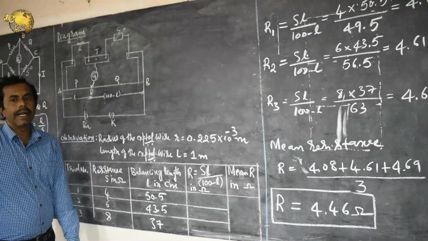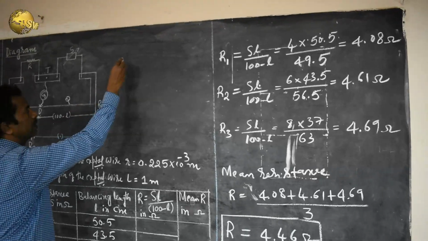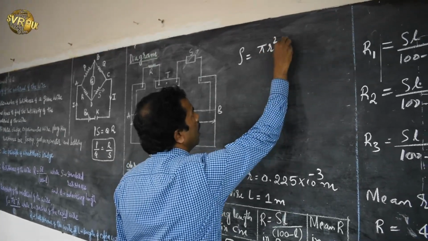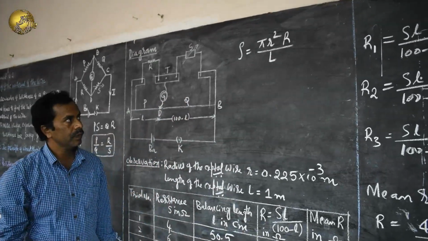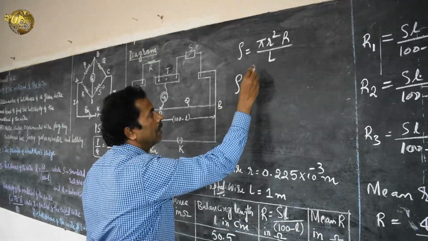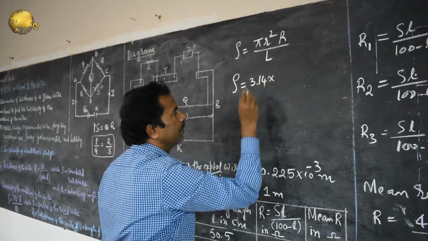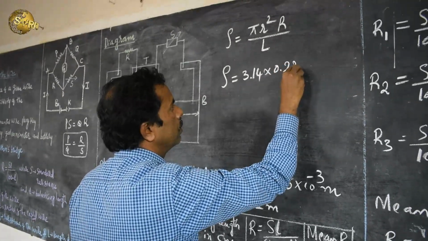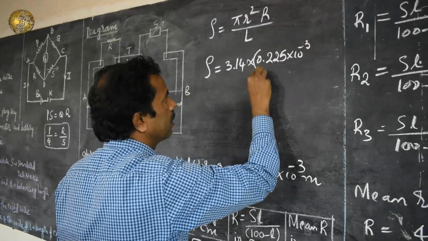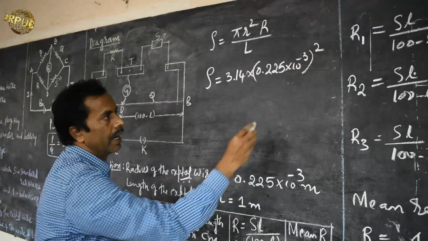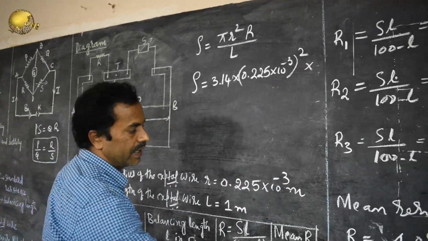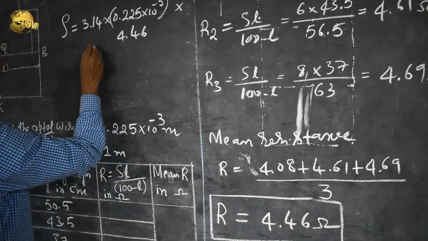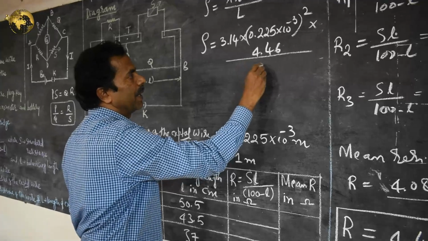And hence calculate the resistivity of the experimental wire using the formula rho is equals to pi r square into R divided by L. Rho is equals to pi value 3.14 into radius of the experimental wire 0.225 into 10 to the power minus 3 whole square, multiplied with the resistance R, 4.46. This whole divided by length of the experimental wire, 1 meter.